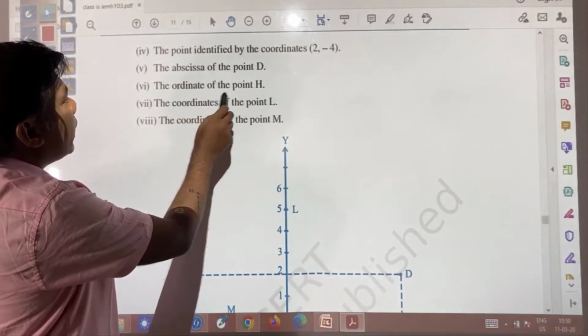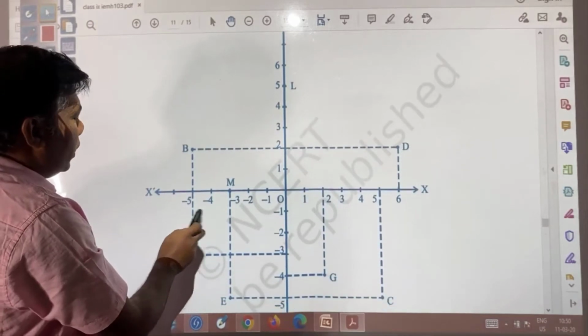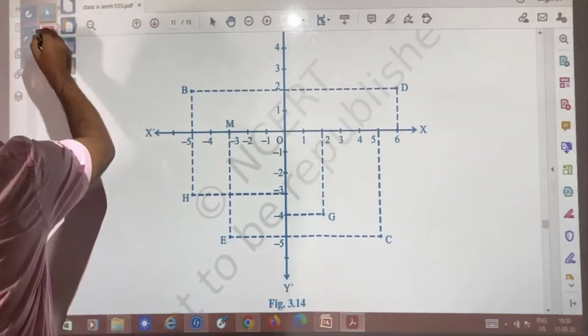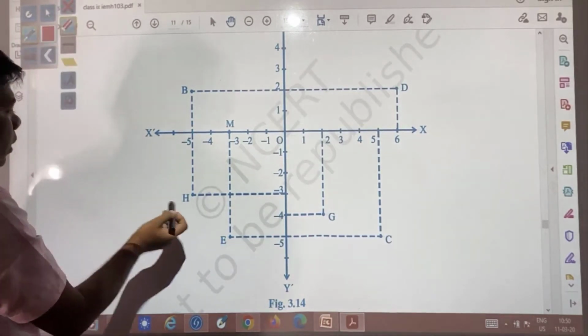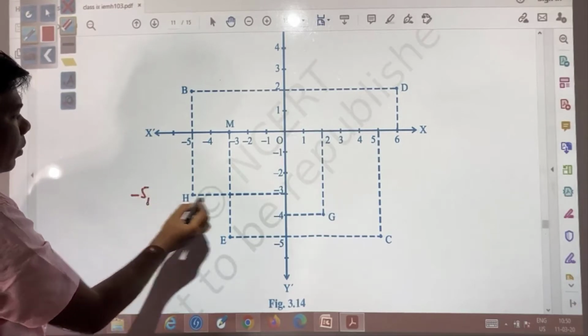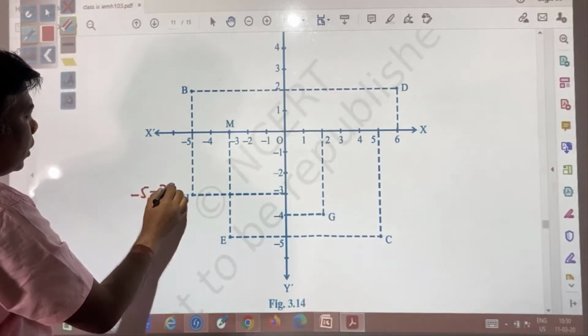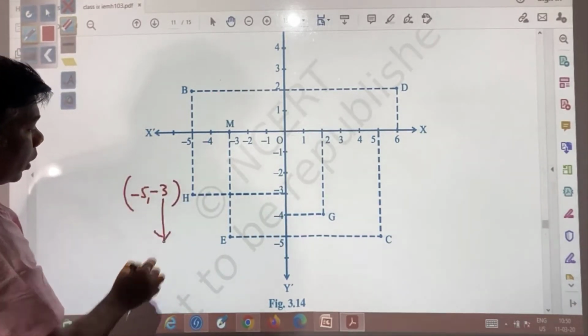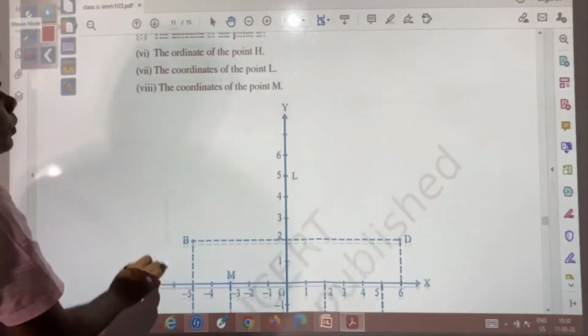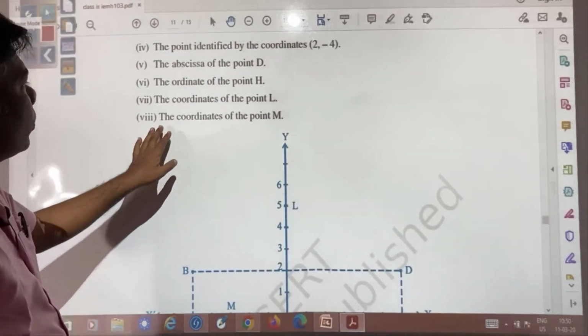The ordinate of the point H. Here you see H, where you have it here. So your coordinates for H are -5 and -3. You need to write only the ordinate. This is -3. So I hope you have understood, you will be able to do it.